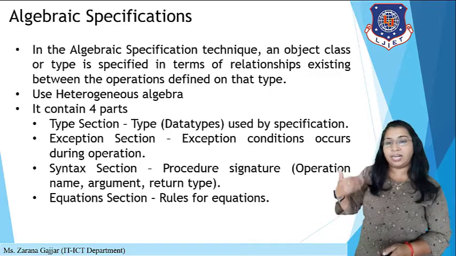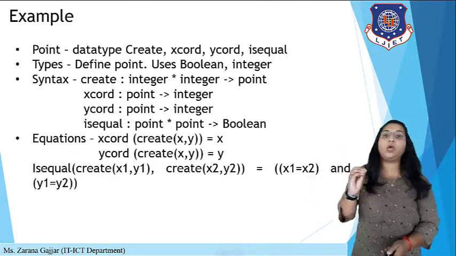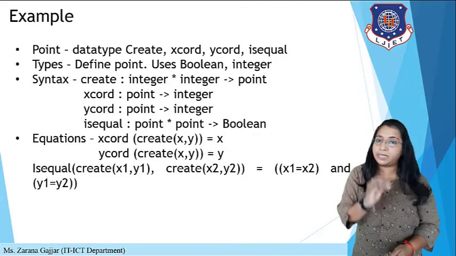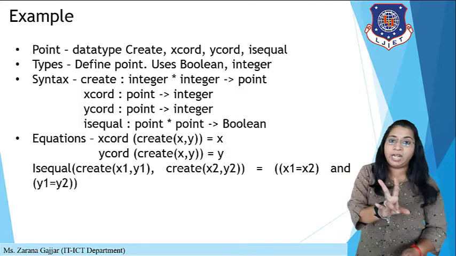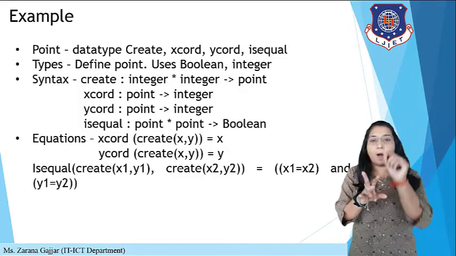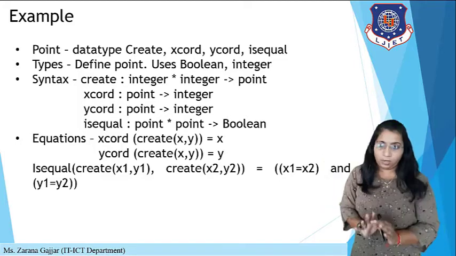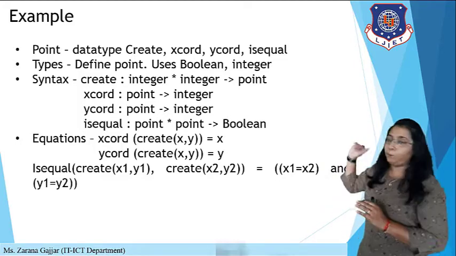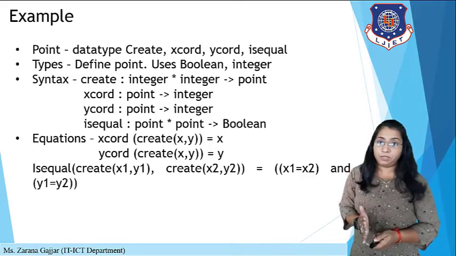For better understanding, let's take an example. Here the example is that you have to consider a point. That point is a data type and you have to create an x coordinate and a y coordinate so that you can draw a point, and if two points are equal then you have to draw a line. So this is my problem. Now let's convert it into an algebraic specification.